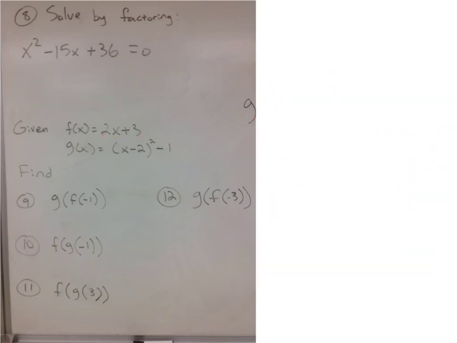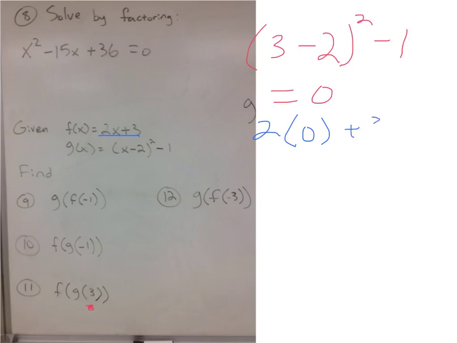Now this is just more of the same, so number 11, plugging the 3 into the g function, so doing that would give me 3 minus 2 squared minus 1. Well, 3 minus 2 is 1, 1 squared is still 1, and 1 minus 1 is 0, so then that's what I get when I plug in 3 into the g function. Now I'm going to take that 0 and plug that into the f function. So that would be 2 times 0 plus 3. Well, 2 times 0 is 0, plus 3 is 3, so then that answer was 3.